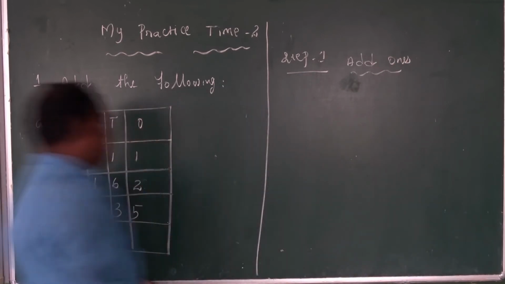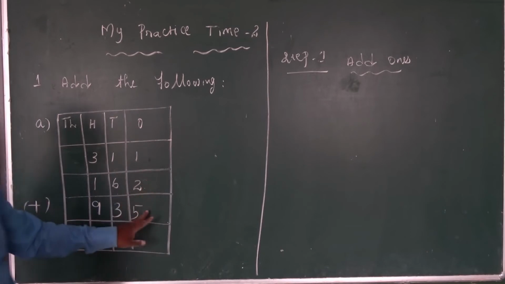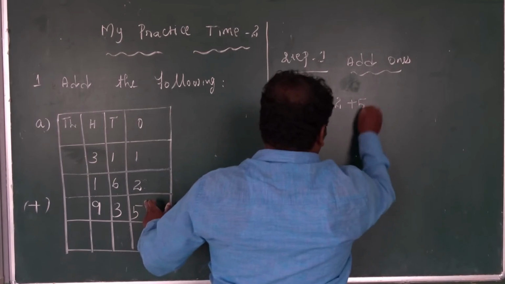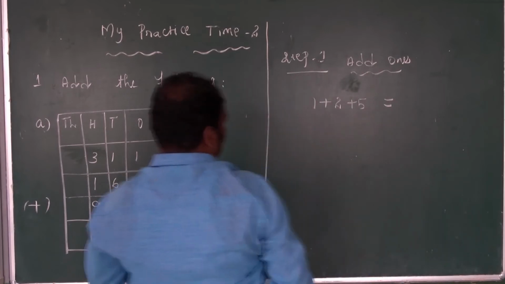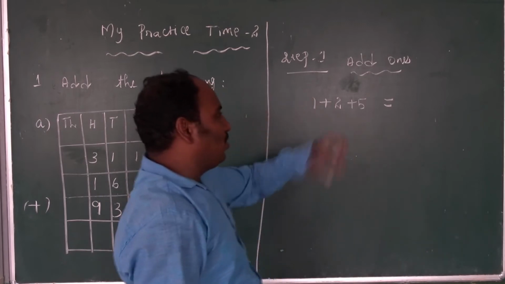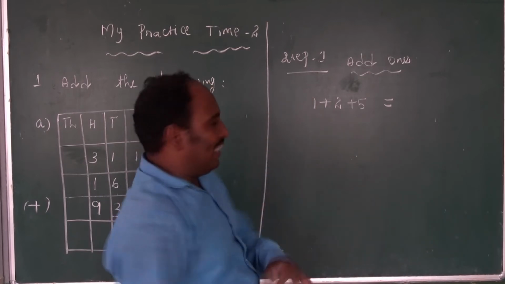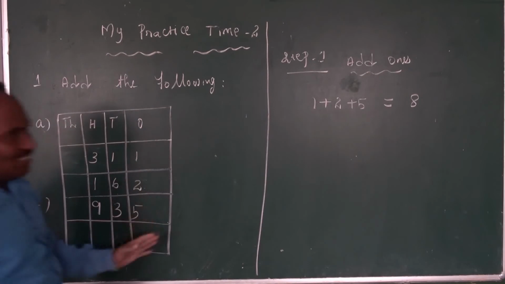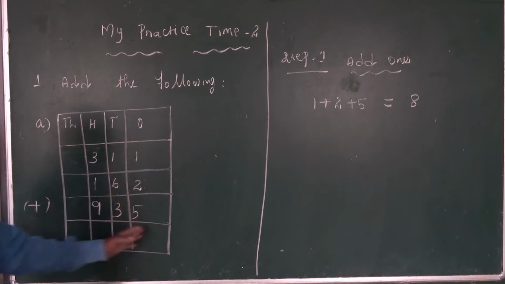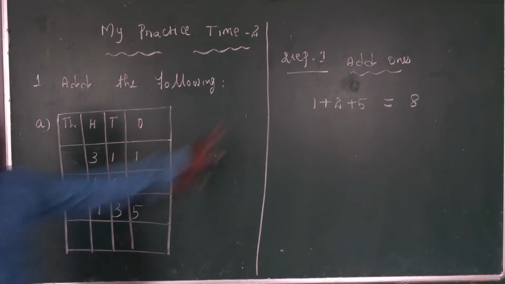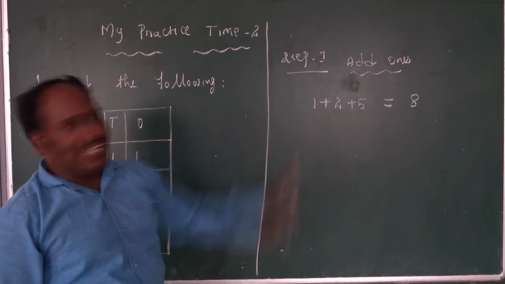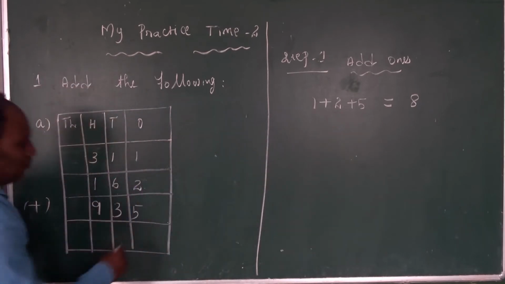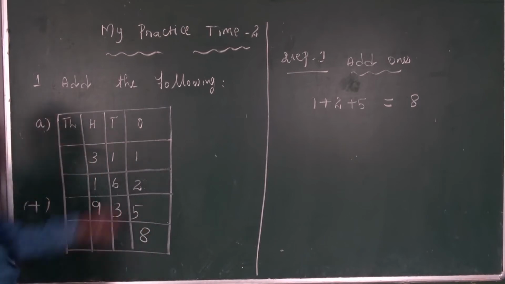Here ones place is 1 plus 2 plus 5. 1 plus 2 is equal to 3. 3 plus 5 is equal to 8. So 1 plus 2 plus 5 is equal to 8. So the number 8 write in ones place.